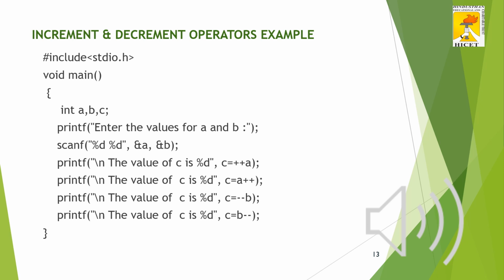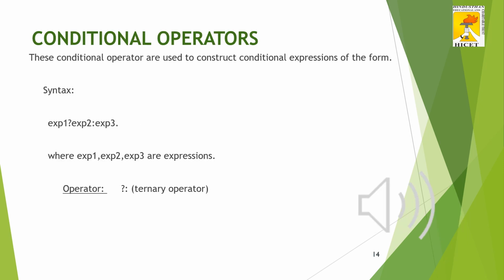See, three variables are there, a, b and c. Then getting the values for a and b from the user, and it is read by using scanf. Then printf the value of c is %d. Then c is equal to plus plus a. So the value of a will be incremented before the evaluation. Okay, before the evaluation. If it is used a plus plus, after the evaluation, the value of a will be incremented. This is the difference between post increment and the pre-increment.